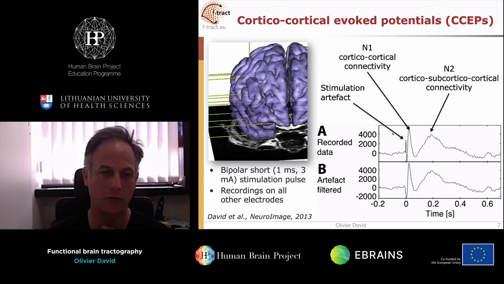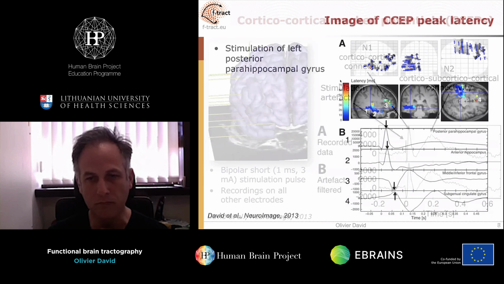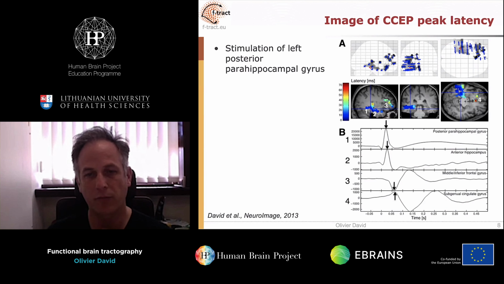The main idea of the project is to develop methods to map connectivity of the brain from those N1 responses of the CCEPs. Let's take another example. Here is a patient who was stimulated in the parahippocampal gyrus, very close to the hippocampus. What is mapped here in colors in the brain, after co-registration of the electrodes to the MRI of the patient, is the latency of the N1 response in different areas, everywhere where an electrode recorded the signals.